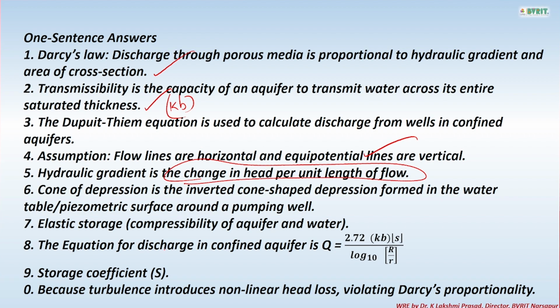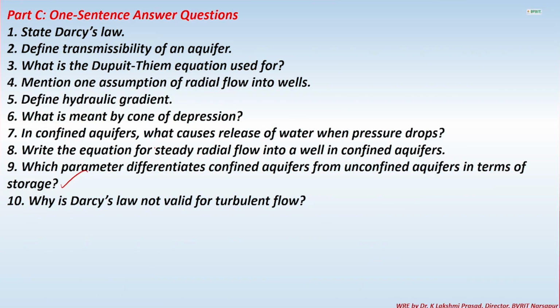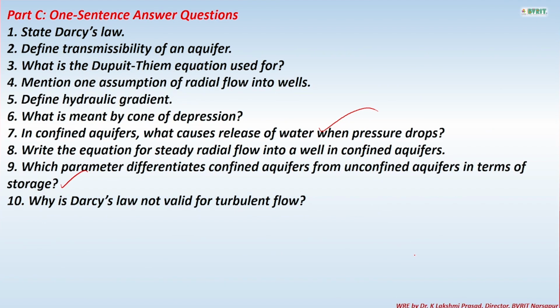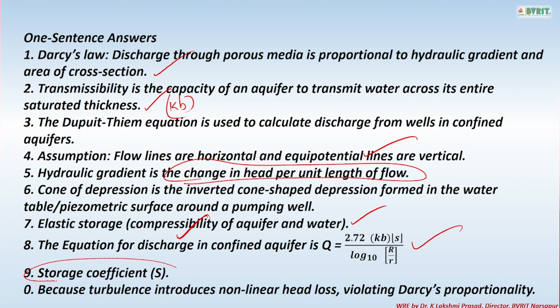Elastic storage, compressibility of an aquifer. Seventh: in a confined aquifer, what causes release of water when pressure drops? When pressure drops, the compressibility of aquifer and water are responsible for pushing the water out. The equation you already know. Then the ninth question: which parameter differentiates confined aquifers from unconfined aquifers in terms of storage? That is nothing but storage coefficient or storativity. So these are small recollections of what you have studied in confined aquifers.